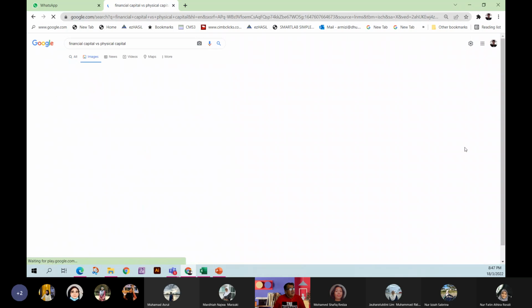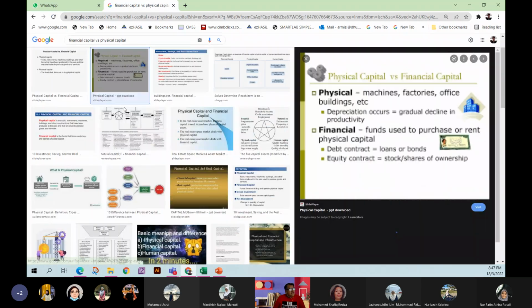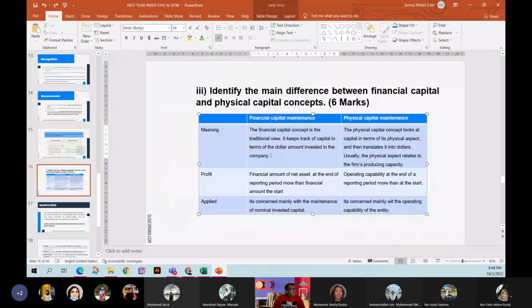Image. Ni. Physical capital: machine, factory, office building. Financial capital: fund used to purchase or rent physical capital, debt, contract, equity, contract, stock, share, loan, bond, funding machine. So you jawab kat sini financial market maintenance. Dah lari dah tu. Apa tiba-tiba maintenance pula ni?